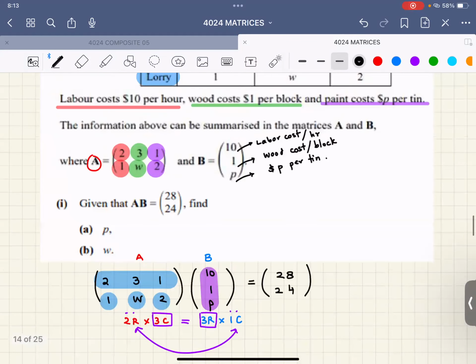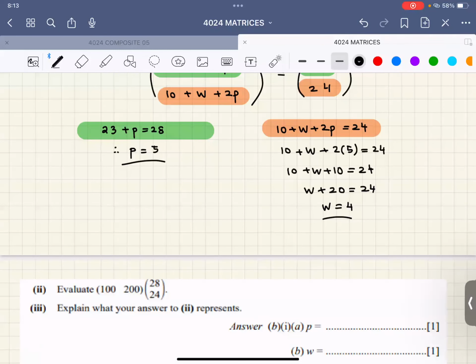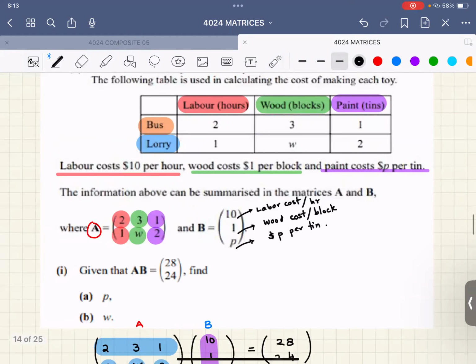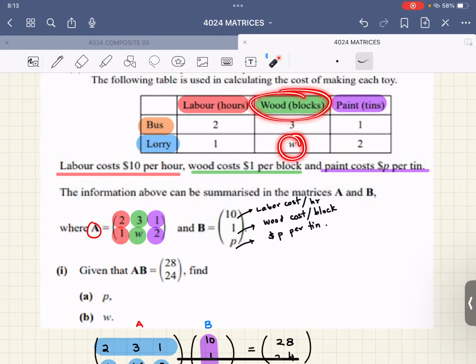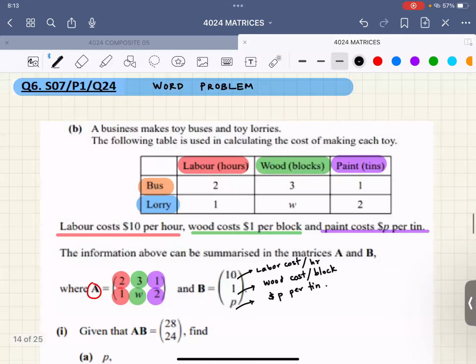Find P, find W. What is P? P is the paint cost, P dollars per 10. That means the cost is $5 per 10 if they were asking me to write 100 words. What is W? W is the number of wood blocks needed to make a lorry. So therefore, 4 blocks are needed for making 1 lorry. Okay, so now this thing is done. I hope it's clear to you.